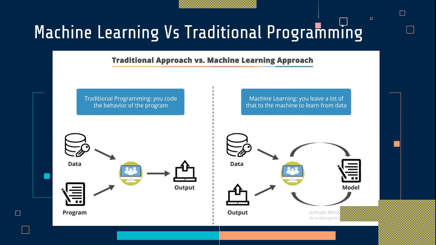Traditional programming. First, you understand what traditional programming is, and then what machine learning is. Traditional programming means a Java program or a C++ program or a C program. In the past we developed applications, that may be a desktop application or a web application. To develop those applications, we have to use traditional programming concepts.